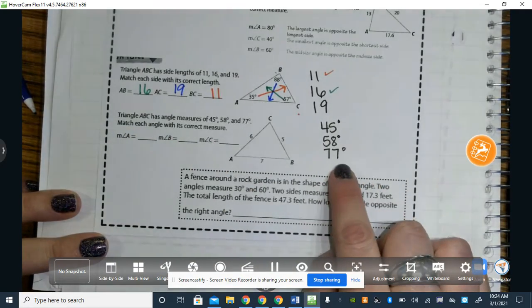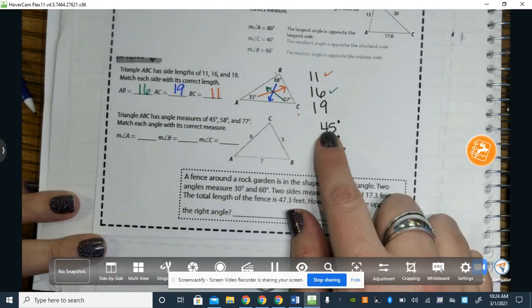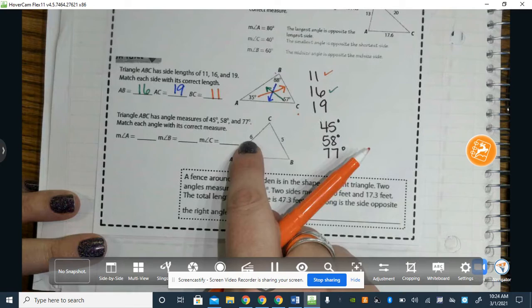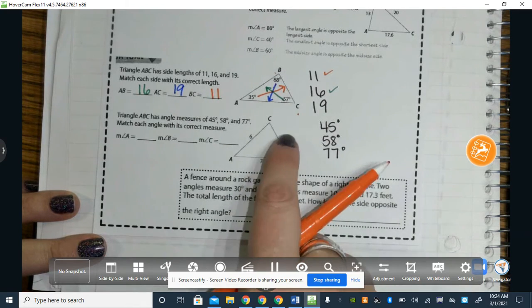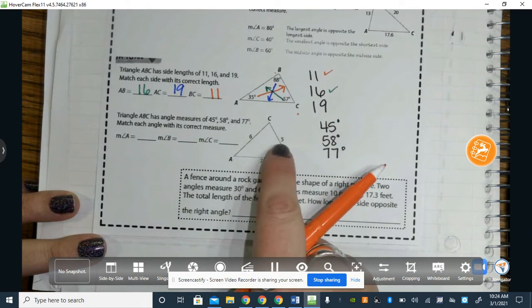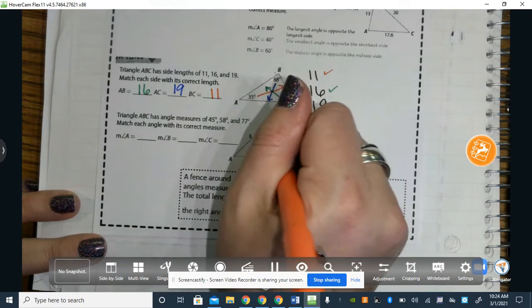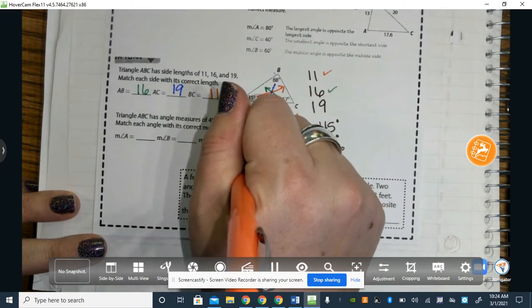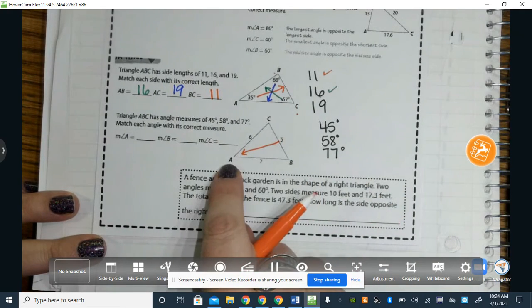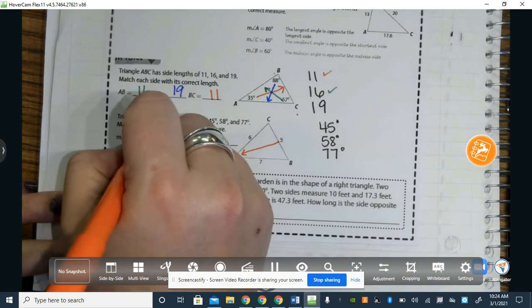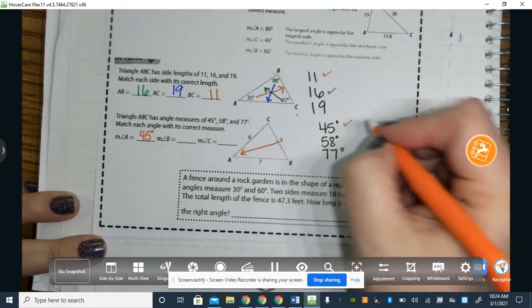Well, if I'm looking at the angles, 45 is my smallest. Well, if I look at the sides, 6, 5, and 7, 5 is the smallest side, or the shortest side. So I'm going opposite of 5, and it's pointing to angle A. So angle A would be the smallest one, which is 45 degrees. So angle A would be 45 degrees.